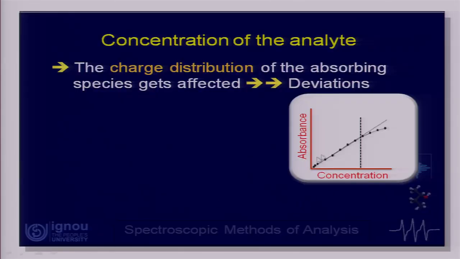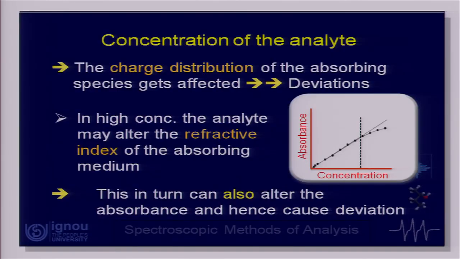As a consequence, suppose this is one species here, and the second species was far enough that nothing was happening. But when it comes too close, the charge distribution around this absorbing species can get altered, and that can be manifested as a change in the absorbance. Absorbance will become less. So up to about 0.01 molar, we find linearity in the graph. At higher concentration, there is a negative deviation as shown in this particular case.